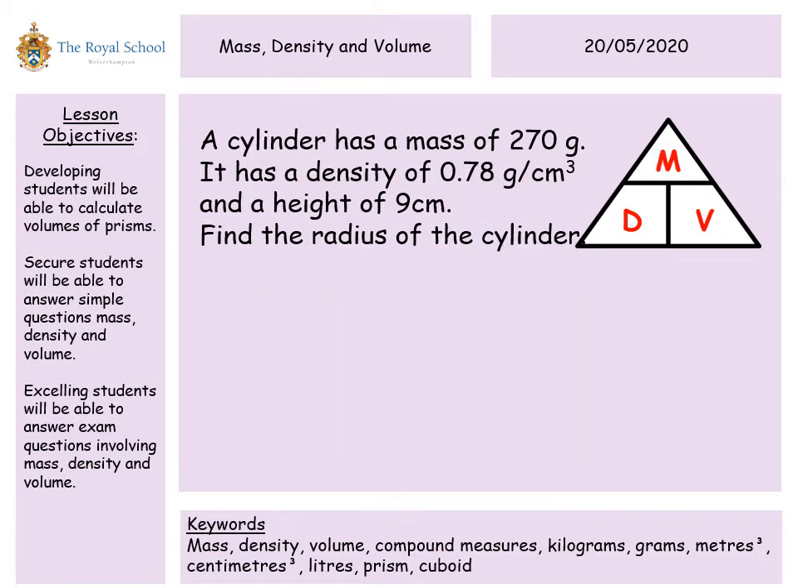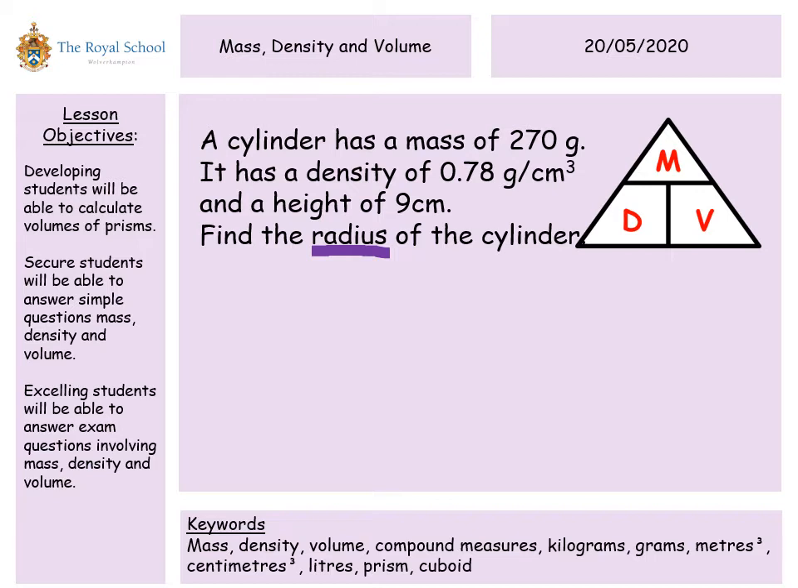So here we have a cylinder with a mass of 270 grams. We have a density of 0.78 grams per centimetre cubed and a height of 9 centimetres. Find the radius of the cylinder. This is a much more complicated version of the question because we're now doing a little crossover into our volume topics. So we need to be aware later on in the question of the volume of the cylinder formula. So radius is going to be some kind of measurement of the cylinder, and what we know about the radius is going to be linked in with the volume of the cylinder formula.